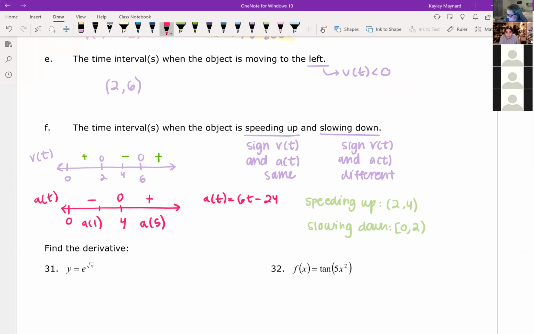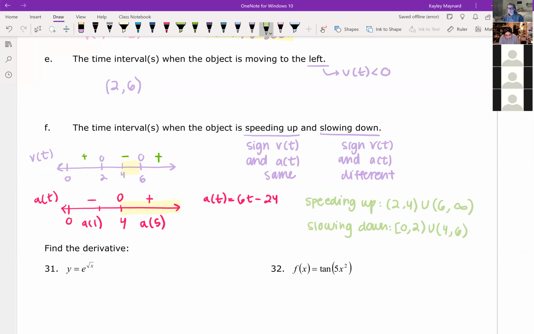This is okay. The next thing that I want to look at is that from 4 to 6, V of t is negative, but from 4 all the way to infinity, A of t is positive. So they have different signs from 4 to 6, and if they have different signs, it means that they are slowing down. So 4 to 6. Lastly, they are both positive from 6 on. So from 6 to infinity, they are both positive, which means they are speeding up.